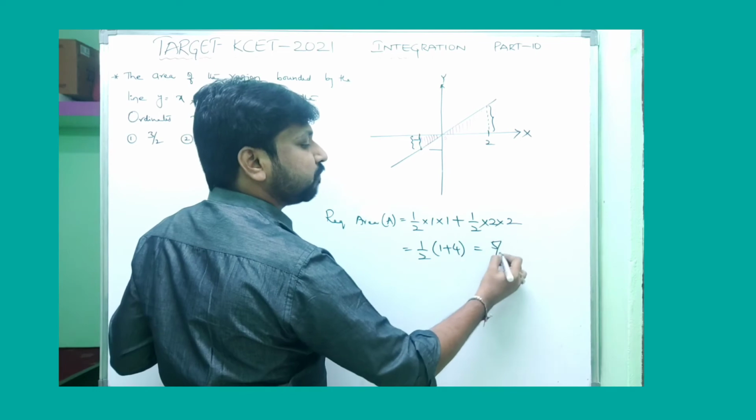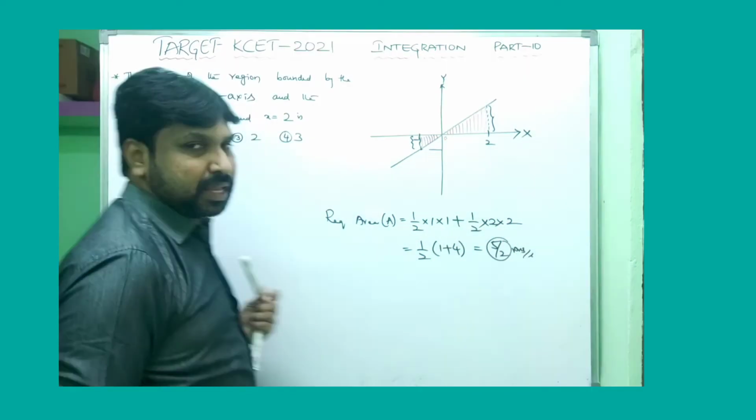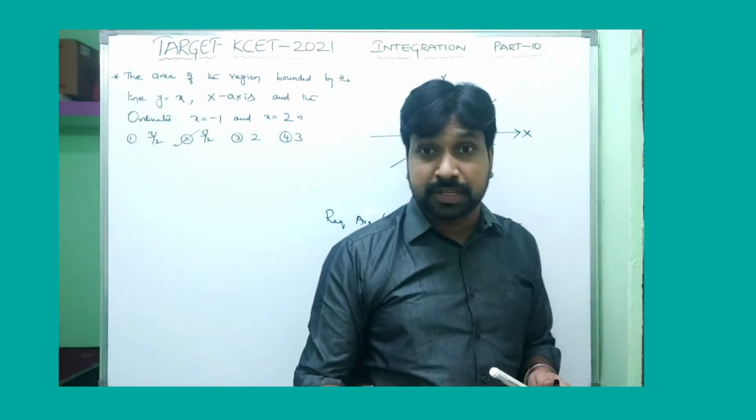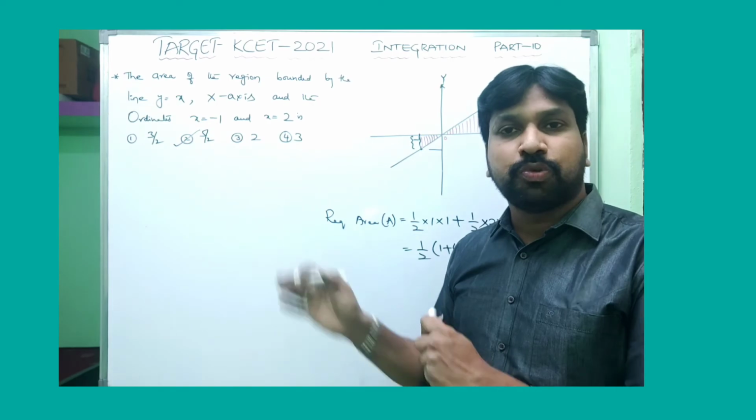And hence 4 plus 1, 5. 5 by 2 is your answer. By this method, the problem will become very easy. So these are the previous entrance examination questions only. That's a very, very important area. Let's move to the next model.